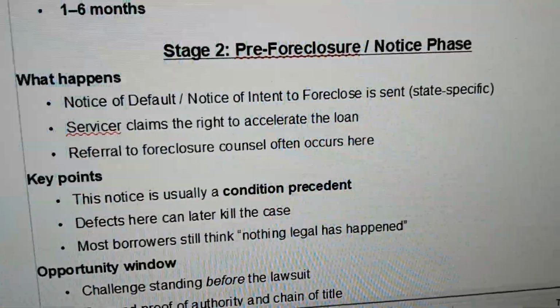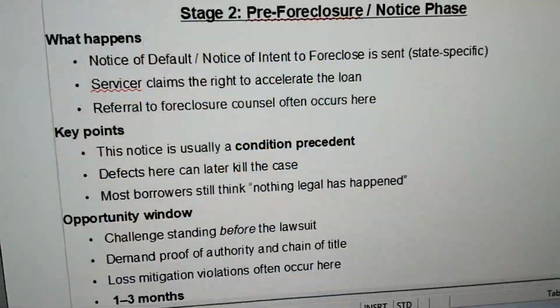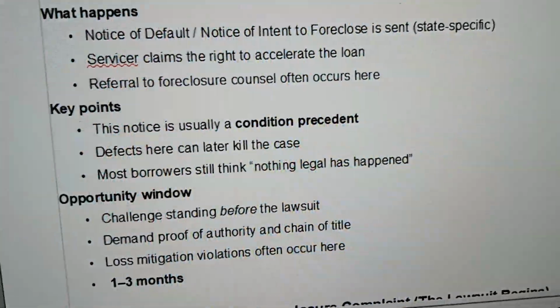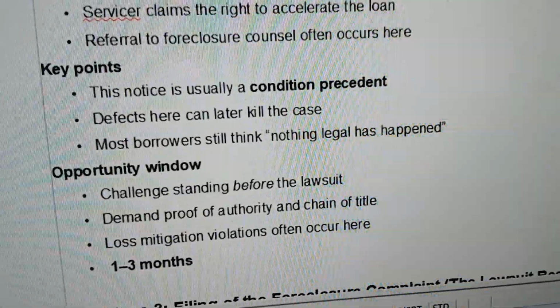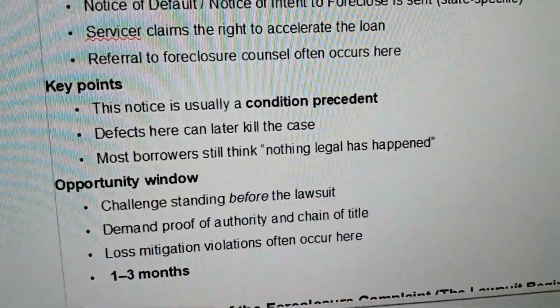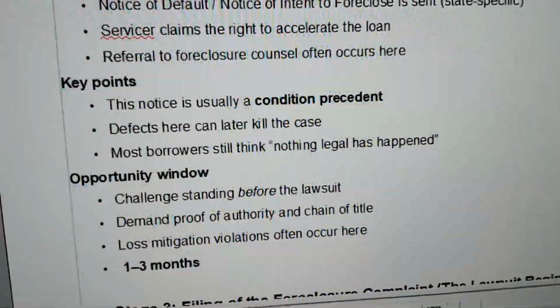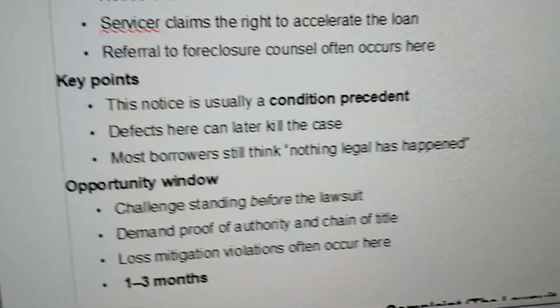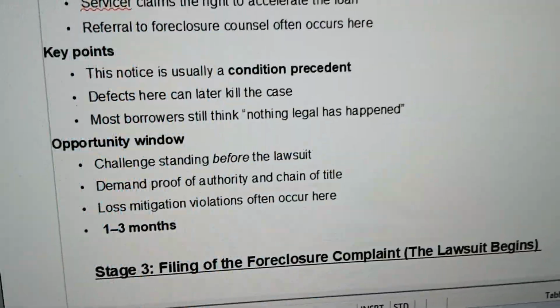Most borrowers still think nothing legal has happened. The opportunity window here is to challenge standing before the lawsuit and demand proof of authority and chain of title. Loss mitigation violations often occur here, and you have a 1 to 3 month time window.